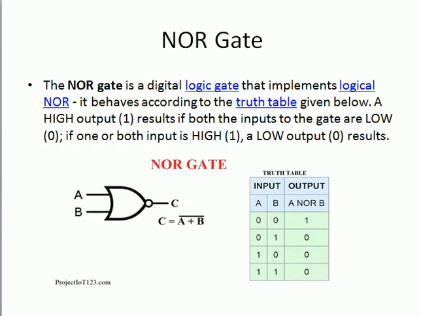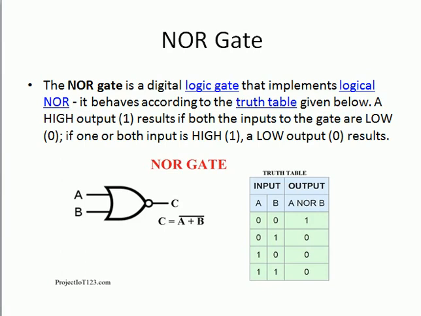What is the NOR gate? Basically, the NOR gate is a digital gate. It is also known as a universal gate. Why is it known as a universal gate? Because we can implement any kind of Boolean expression by using only NOR gates. There is no need of any other gate. That's why it is also known as the universal gate.